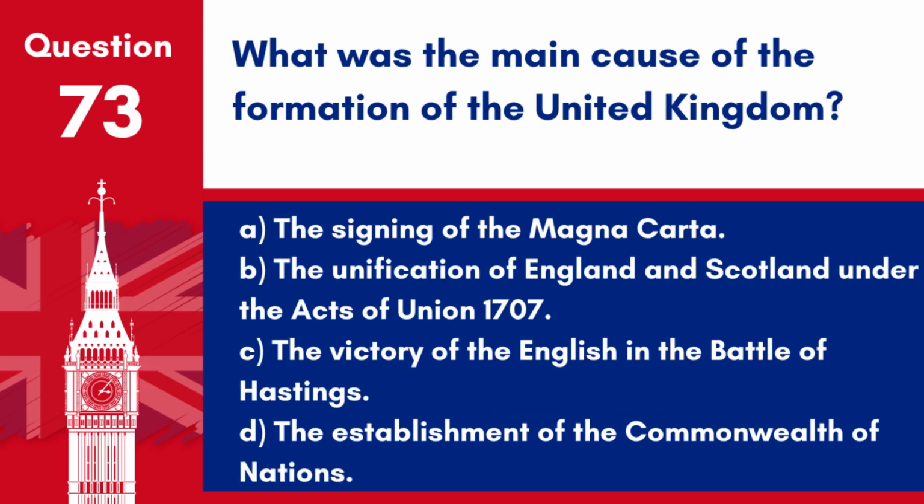Question 73. What was the main cause of the formation of the United Kingdom? A. The signing of the Magna Carta. B. The unification of England and Scotland under the Acts of Union 1707. C. The victory of the English in the Battle of Hastings. D. The establishment of the Commonwealth of Nations.